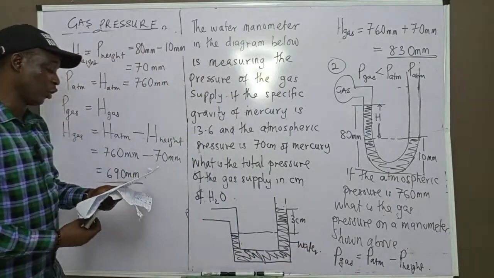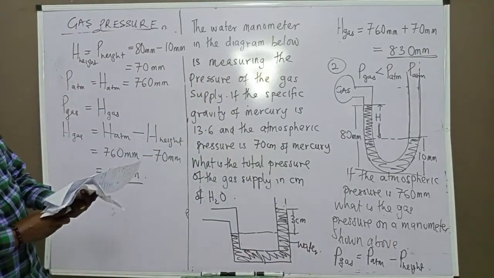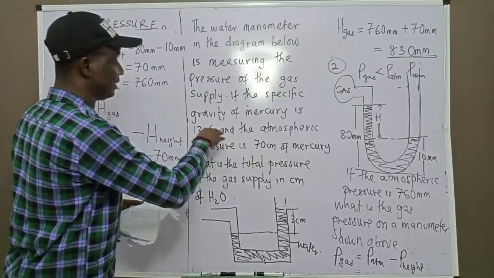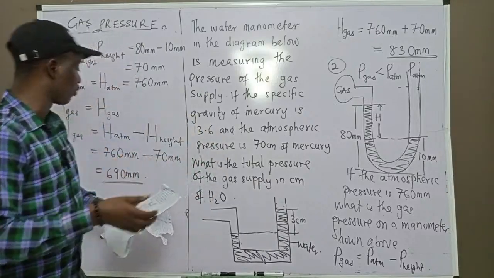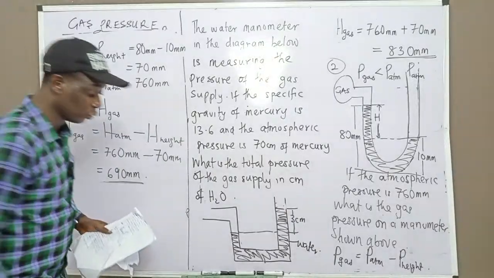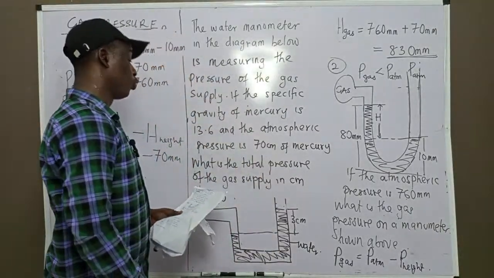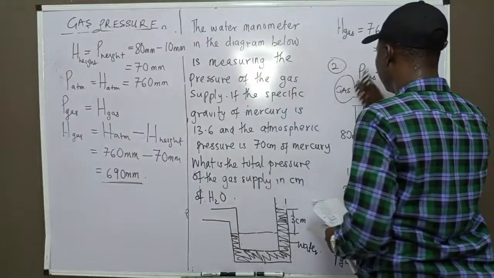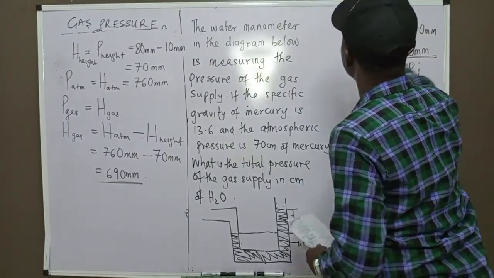And what they are giving us is what? Mercury. So what they give us in the question is mercury, more or less like mercury. But what we are going to use is what? We want to find in what? This is a water manometer.